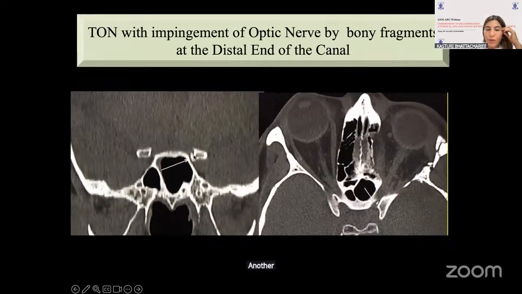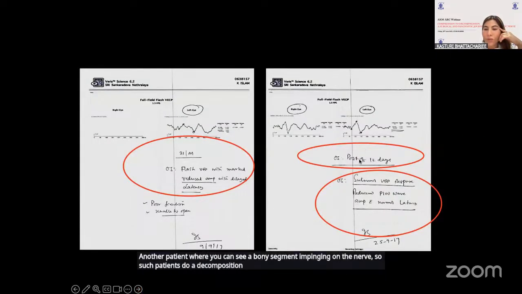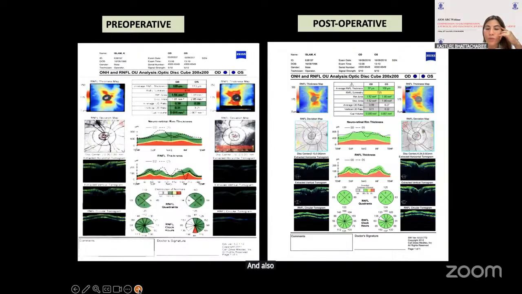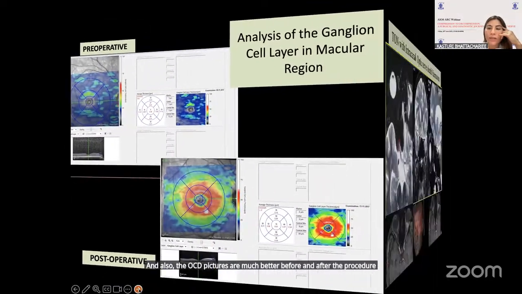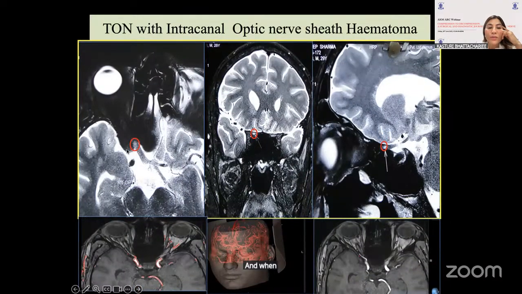Another patient where you can see a bony segment impinging on the nerve. In such a patient you do a decompression, and you can definitely see improvement. In fact, within 12 days we usually do not see much change in the amplitude, but usually we see the change in the latency. And also the OCT pictures are much better before and after the procedure, including the ganglion cell analysis. Another cause is when you have a hematoma.